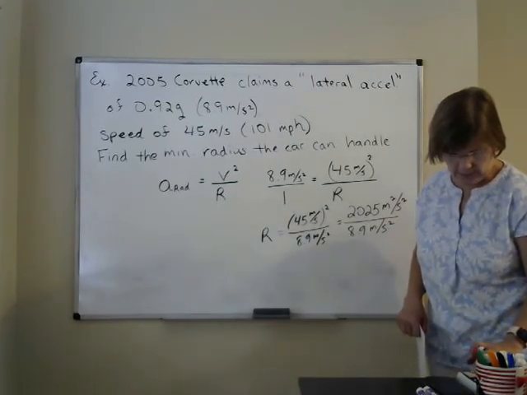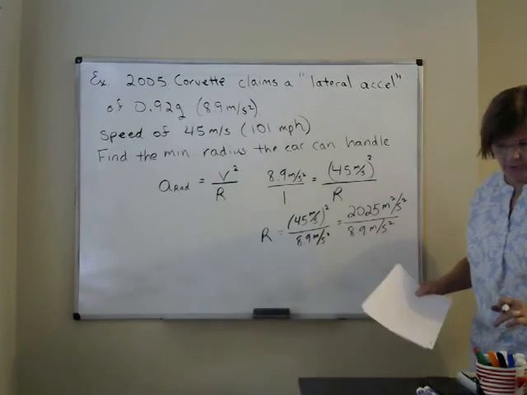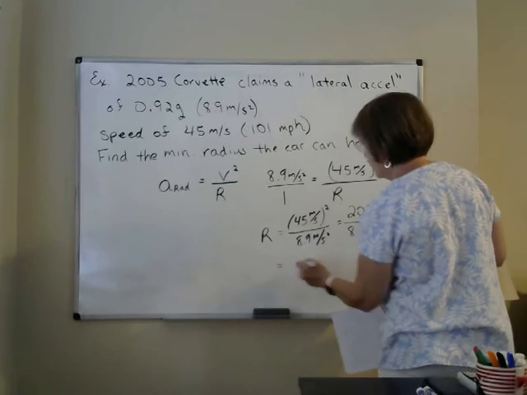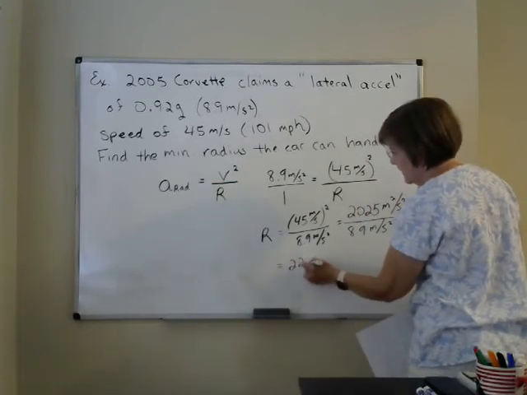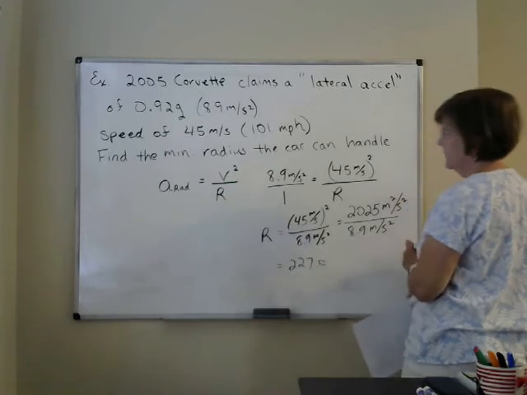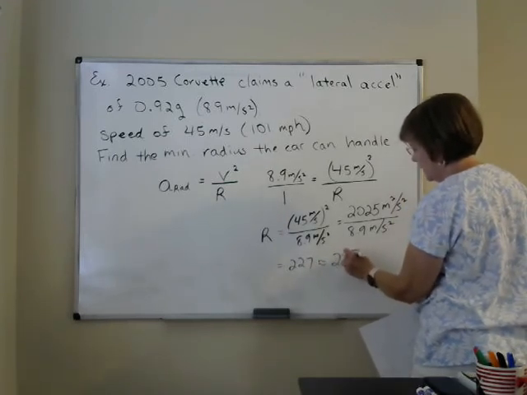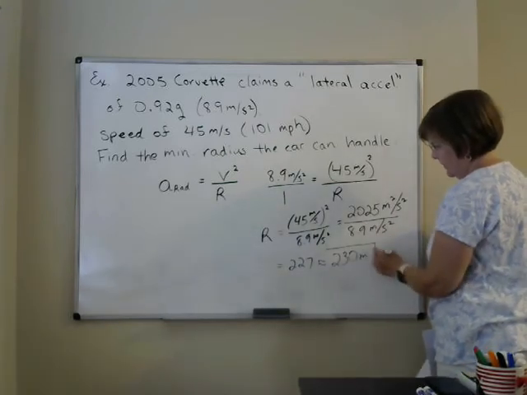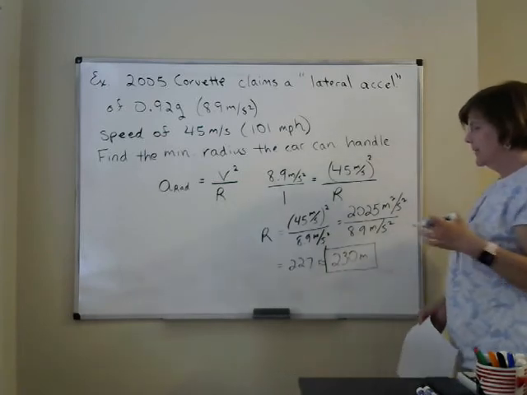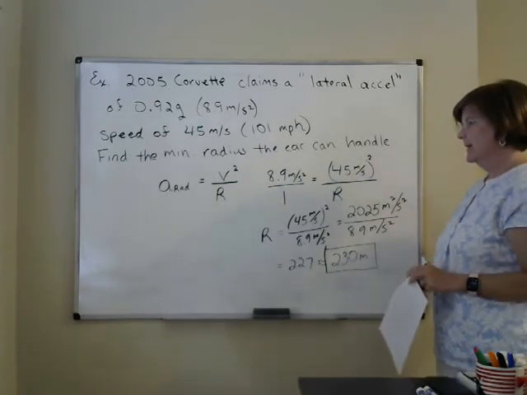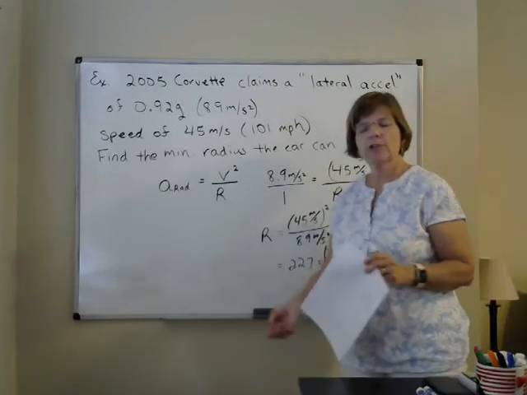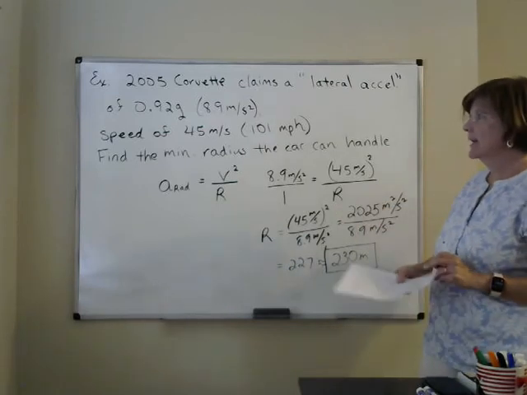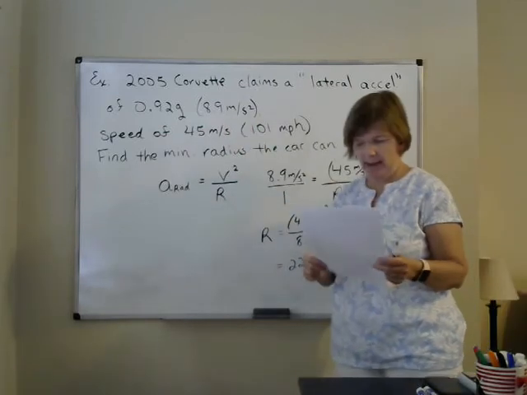So divided by 8.9, we get about 227 and some change, but we only have two significant digits. So about 230 meters. The radius can't get any smaller than that. If the radius was smaller, our acceleration would be too great and we would go skidding. We could not handle it. This car only has a maximum lateral acceleration of about 8.9.